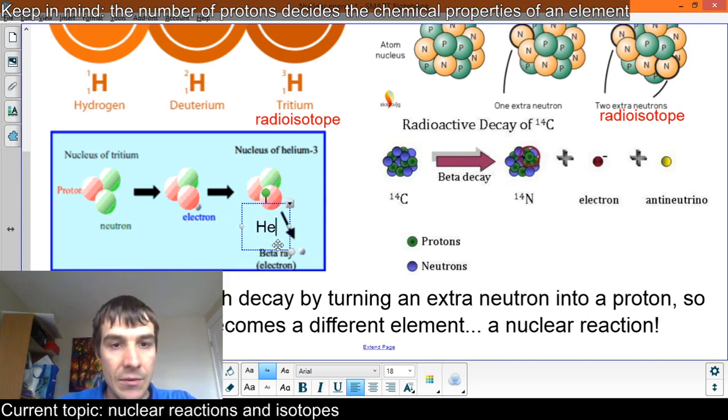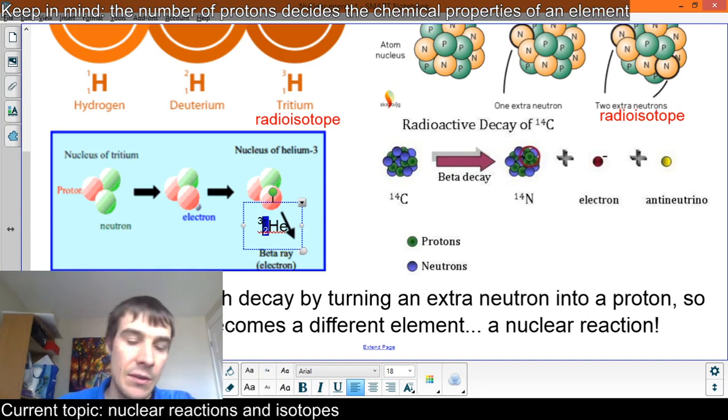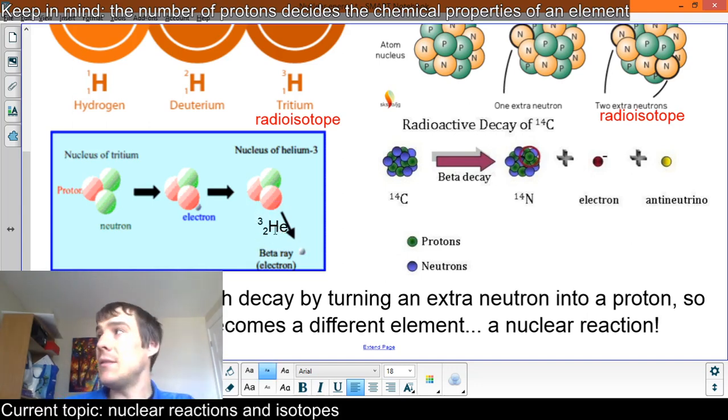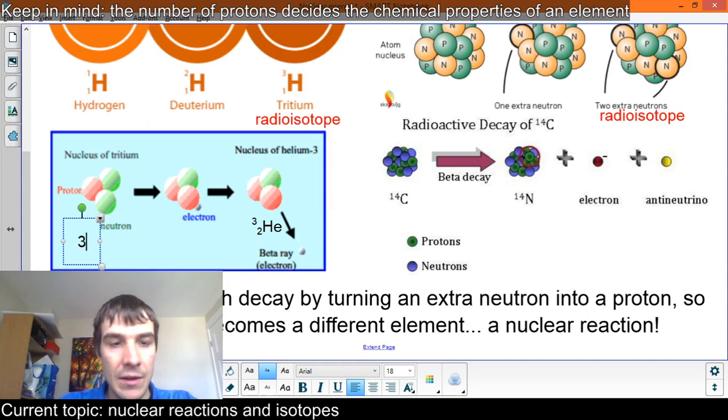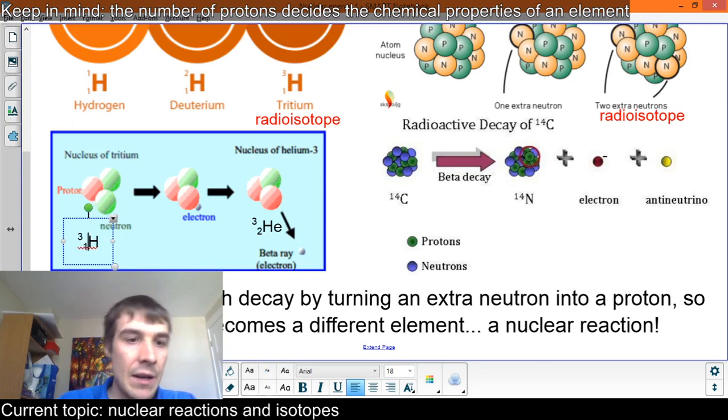And if we wanted to write it, it's still got a mass of 3 because that's its mass, but now it's got 2 protons, so 2 protons, making it helium instead of hydrogen. Right, it went from hydrogen 3,1, it went from what we call hydrogen 3 to helium 3. Because this neutron turned into a proton. The charge has to go somewhere, so the neutron turned into a proton.